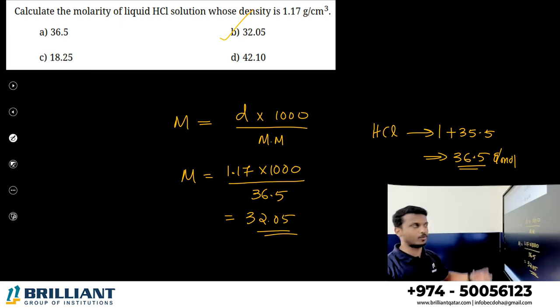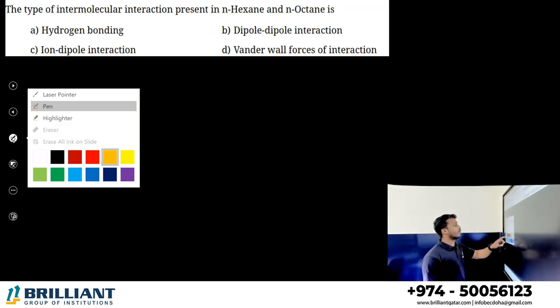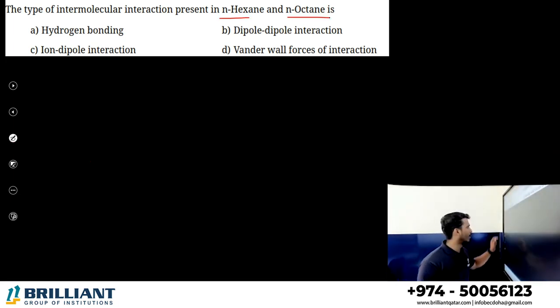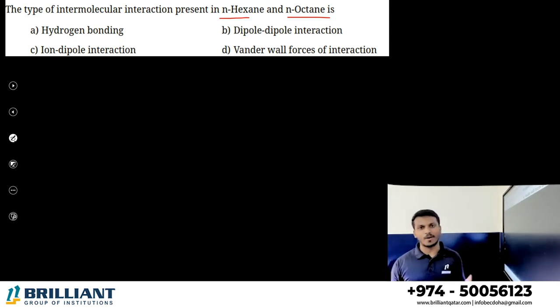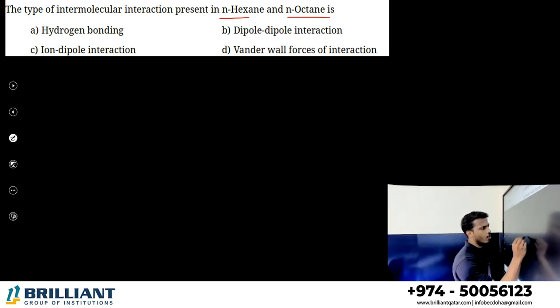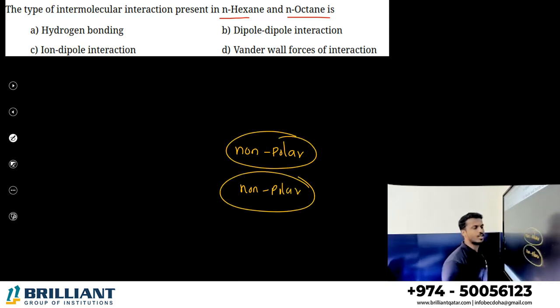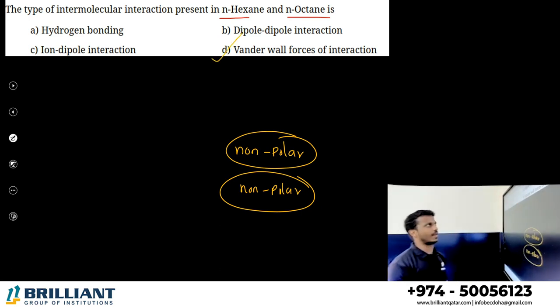Density, molarity, equation. The type of intermolecular interaction present in normal hexane and normal octane. Yes, students, hydrocarbons are non-polar compounds. You know, normal hexane, normal octane, there is no polar species to make it polarity. Oxygen, nitrogen, etc. is not there in a hydrocarbon. So normal hexane, normal octane, both are non-polar molecules. You know, non-polar molecules are connected through which bond? Weak van der Waals forces, right? Weak van der Waals force of attraction.